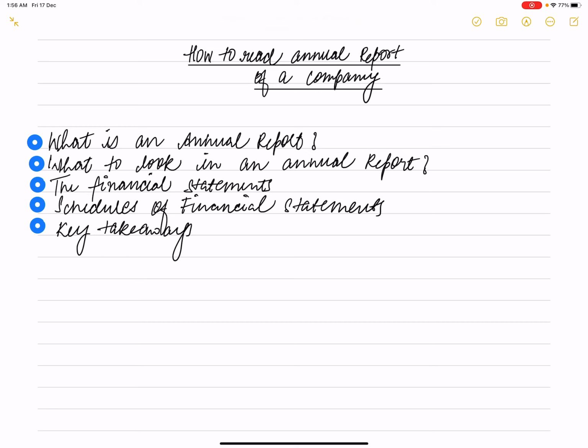In today's video, we'll see how to read the annual report of a company. So, what is an annual report? Annual report is a periodic publication by the company and is sent to the shareholders or other interested parties. The annual report is published by the end of the financial year, and all the data made available in the report is dated to 31st March.